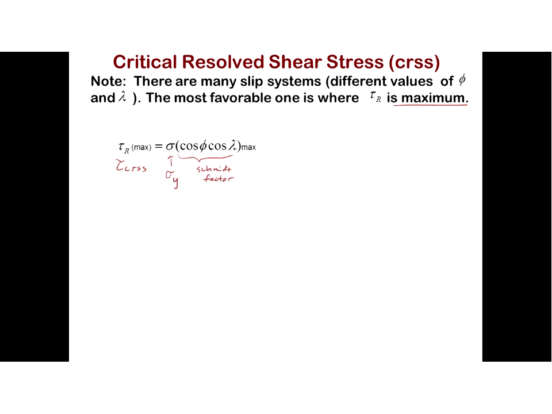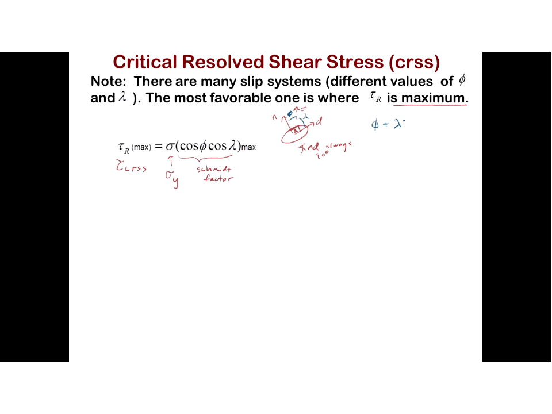We can do a little bit of math to figure this out. Recall that if we're looking at the area and we're applying the stress in this direction, let's call this N, the normal to the plane, and let's call this D, the direction that the slip is going to occur in. Remember that N and D are always 90 degrees, right? So the angle ND is always 90 degrees. Therefore, phi is the angle between the normal and the stress, and lambda is the angle between the stress and the displacement, or the direction vector.